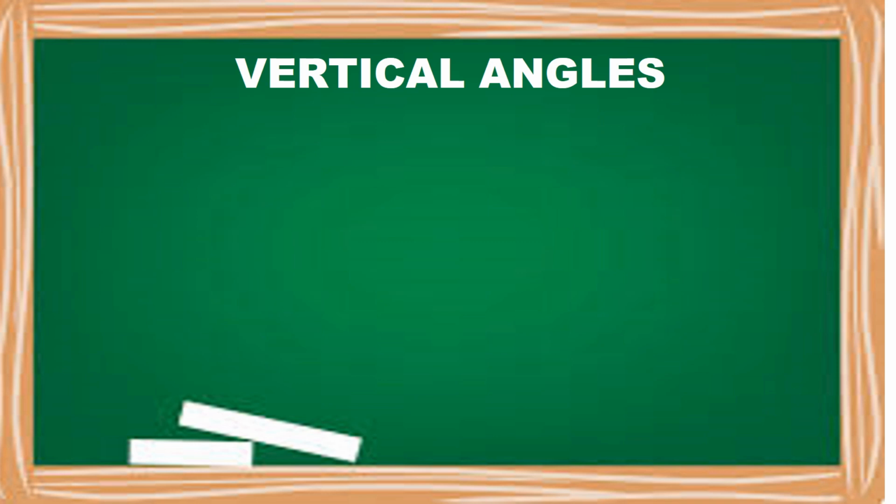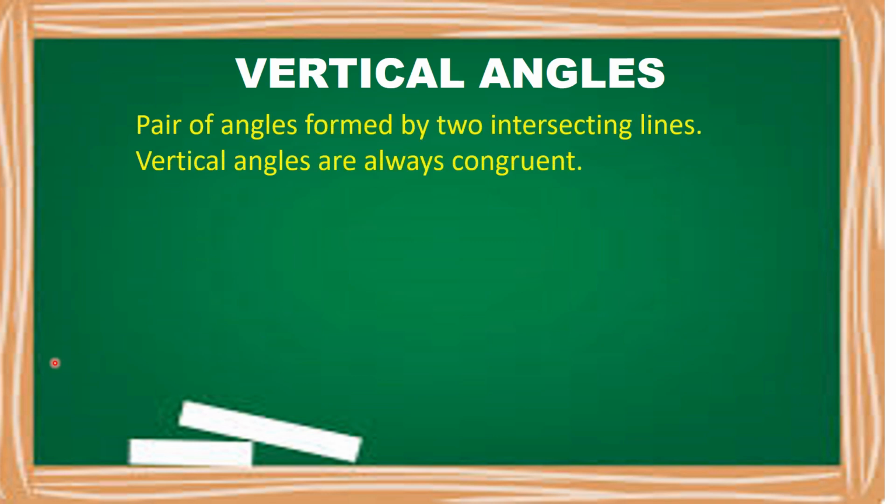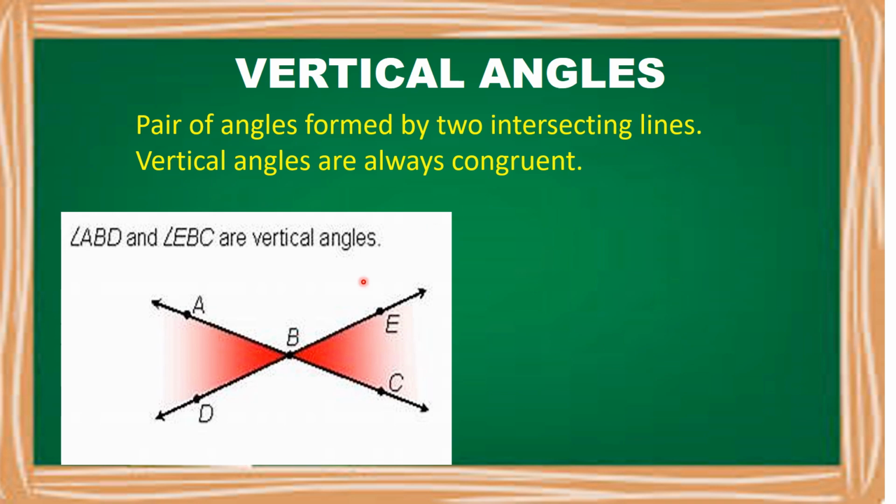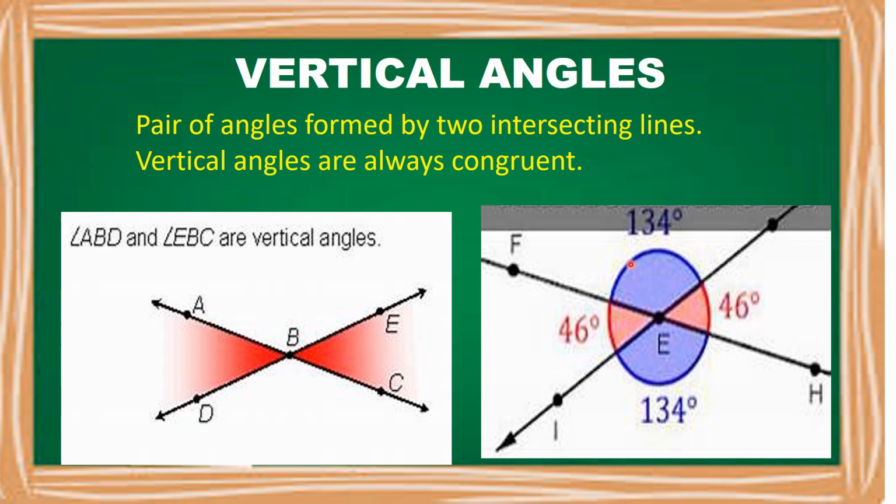Now let's have vertical angles. Pair of angles formed by two intersecting lines. Vertical angles are always congruent. Here in the figure, it's colored red. The space colored red here are a pair of vertical angles, the angle ABD and angle ABC. The other pair is the white one. ABE and DBC are a pair of vertical angles. Take note always that vertical angles are always congruent. What is congruent? Congruent, they have the same measure.